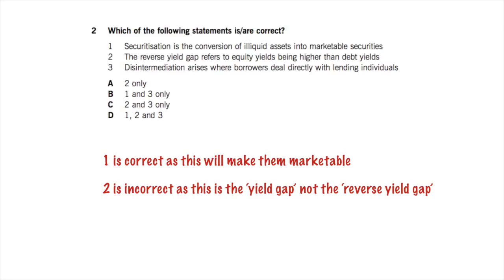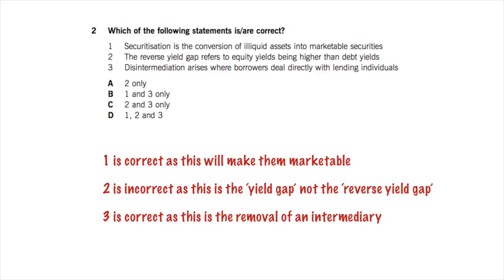And looking at the answers, if you ruled out 2, well then A couldn't be right, C couldn't be right, and D couldn't be right. So you were left with only one answer, which is B. So if you could work out 2, that would get you the answer to this one. Just finally, 3 is correct because disintermediation is the removal of an intermediary. So rather than working through an intermediary like a finance house, which we mentioned in our lecture, you'd remove that and borrowers would deal directly with the lenders. So that means, as we said, the correct answer here is B.